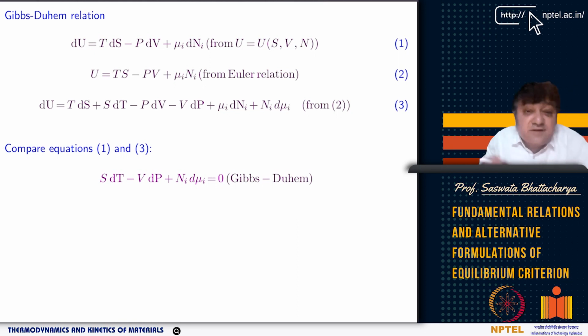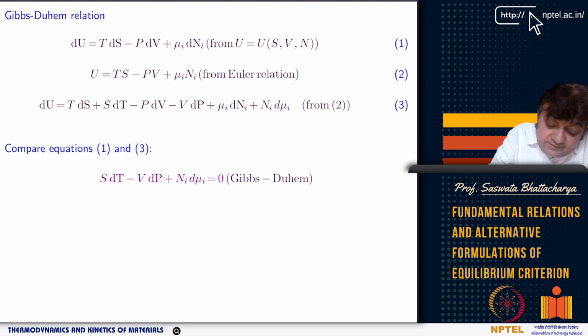from this exact differential, because du is an exact differential, du is tds minus pdv plus mu i dni. But from the Euler relation, what you get is u equals ts minus pv plus sum mu i ni. Now if I use the Euler relation, that is, if I use 2, then I can write du equals tds plus sdt minus pdv minus vdp plus mu i dni plus ni d mu i. See, this is coming from 2, right?